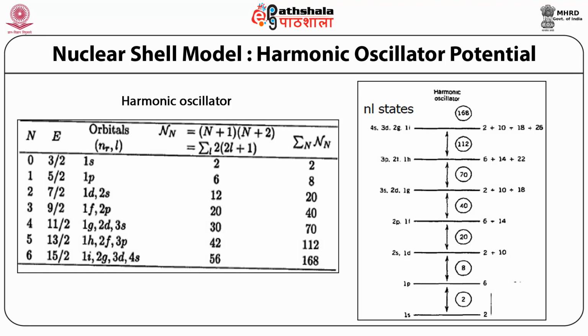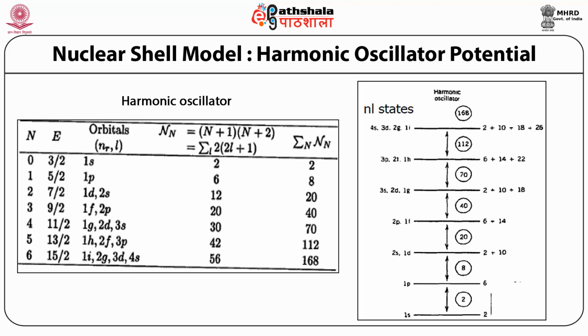Nuclear shell model, harmonic oscillator potential. Here on the left hand side a table is given in which various values are represented: the N value, the corresponding energy value, which orbitals are involved, then N_N = (N+1)(N+2), which is basically the degeneracy associated, and then the sum of N_N. For example, for N = 0 there is only one level, which is 1s, and the energy of this level is 3/2 ħω. The value of N_N is 2.